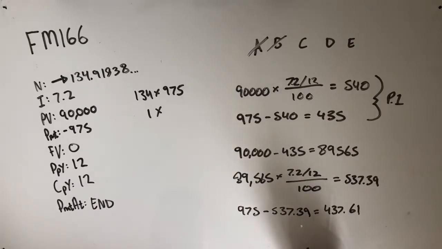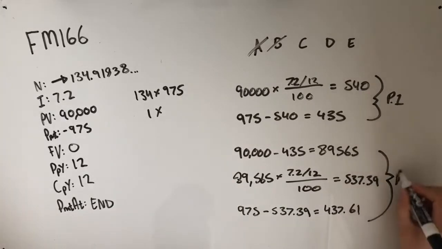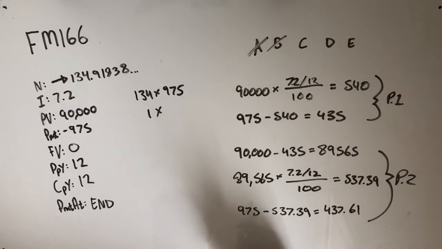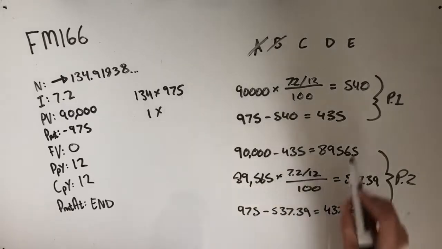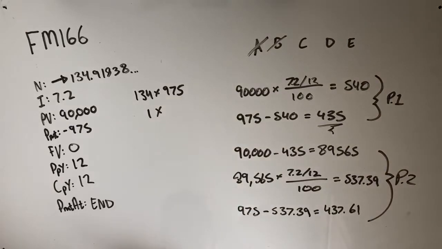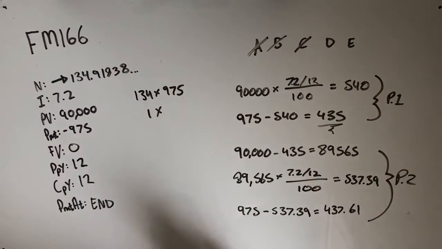Option C, incidentally, while we have this working available to us, option C says her first payment reduces the loan by less than $450. We can see here that it reduces the loan by $435. So yes, that is true. Once again, that is not our answer.